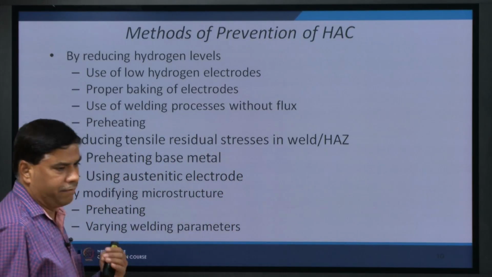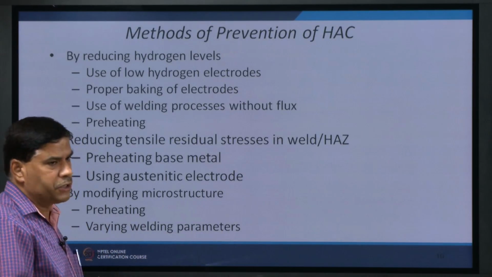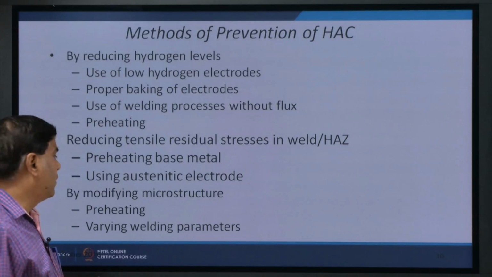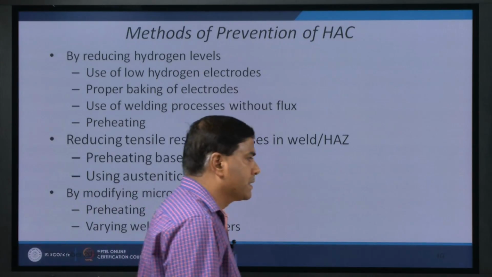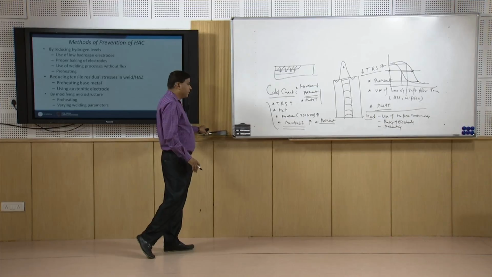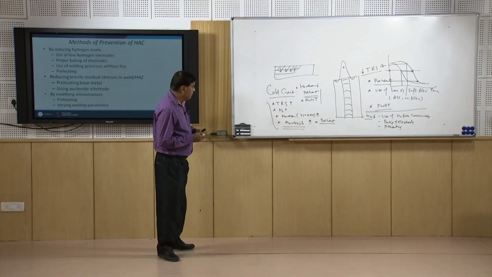This helps to have the formation of the softer phases like bainite or pearlite, and varying the welding parameters in such a way that the cooling rates are not high enough in the weld metal as well as the heat affected zone for the formation of the crack.